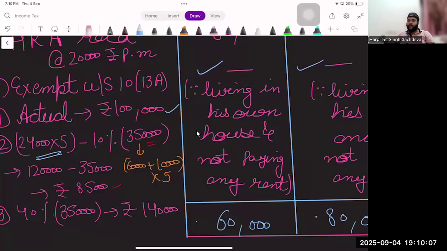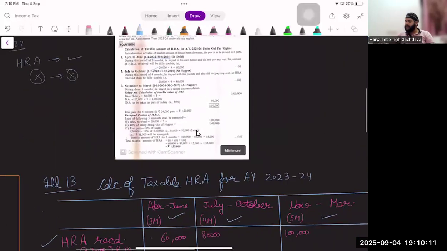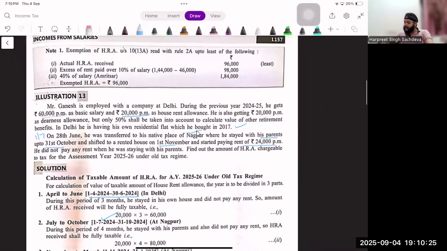Now, next point. We have to deduct 10% of salary. Now, what's the salary? Salary includes basic salary, DA in terms, commission on turnover. Is there basic salary? Yes, sir. Basic salary is 60,000 per month. DA in terms: DA is 20,000 per month, but in terms it is 50%, means 10,000 per month.